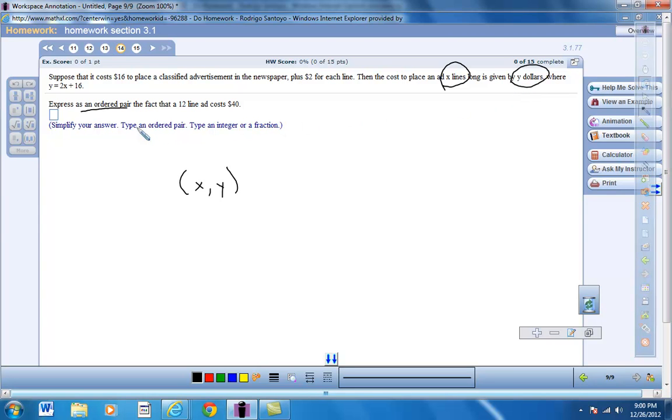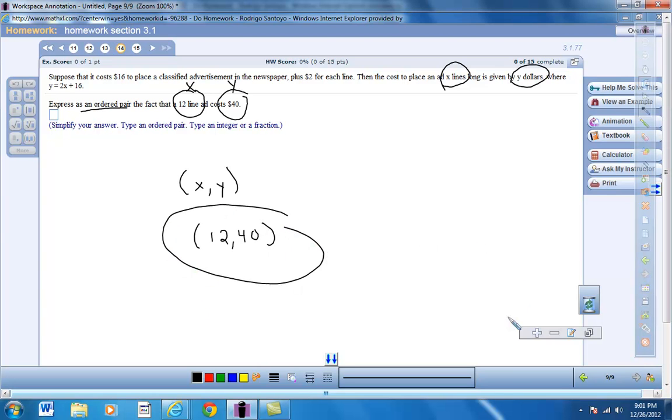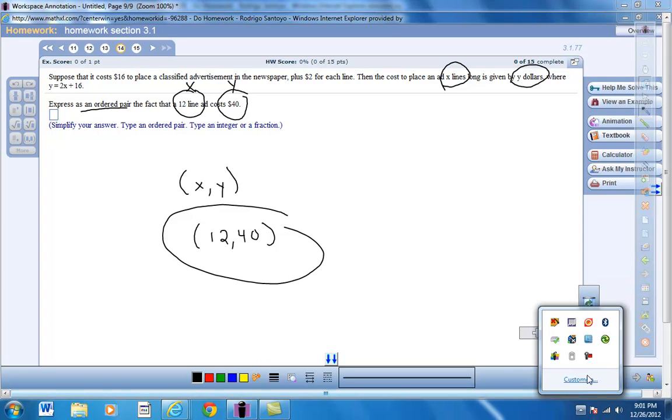So let's look at what this problem is telling us. It's telling us we have 12 lines, and it costs $40. Once again, lines is x, so that means our 12 is going to be x. y is dollars, so this $40 is going to be my y. So my solution would just be 12, comma, 40. And that concludes the lesson 4.3.1.